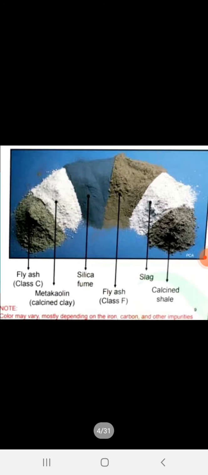This kind of ash is extracted from flue gases through electrostatic precipitator in dry form. This ash is fine material and possesses good pozzolanic property. Here we can see the classification of fly ash: class C fly ash and class F fly ash. Color may vary mostly depending on the iron, carbon and other impurities.